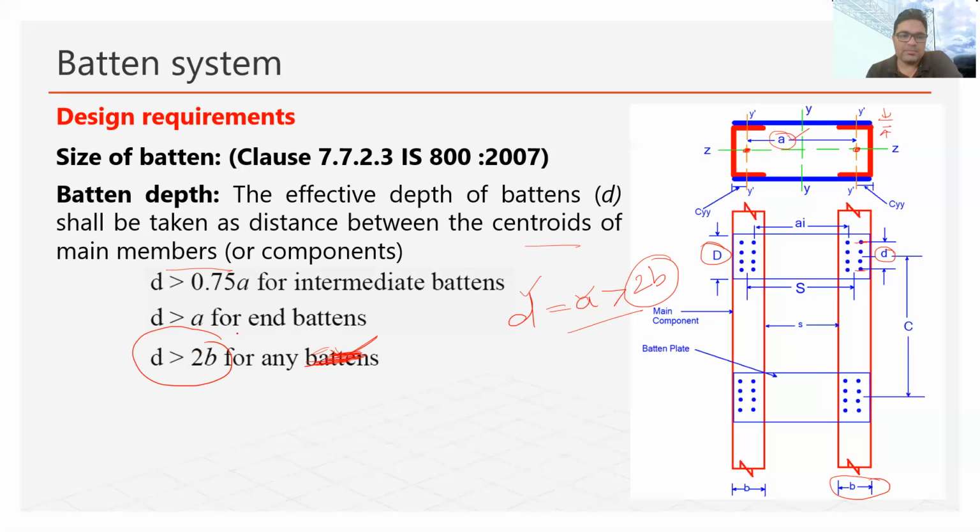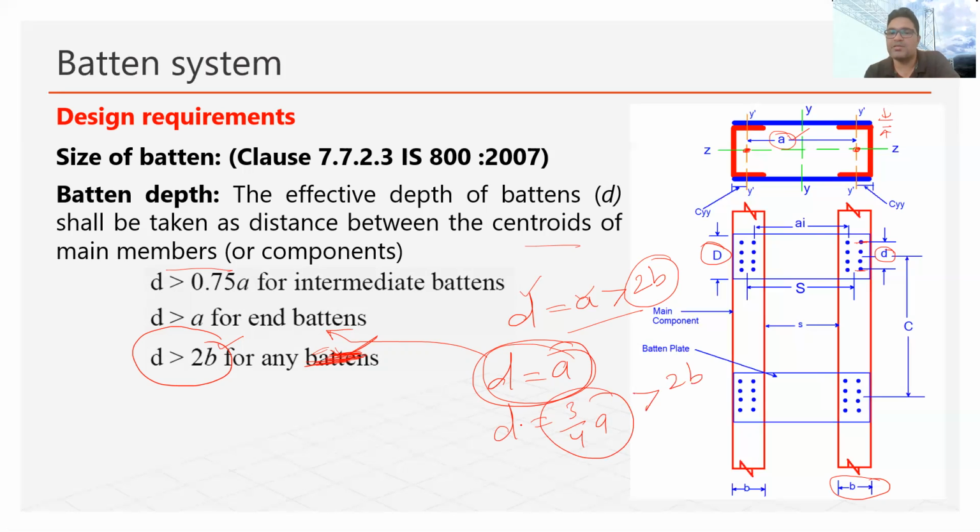Now this is the condition that we will check for all the end battens and the intermediate battens. As I said, D will be equal to a. This condition will be applicable for the end battens. If there are end battens, then D will be equivalent to a. And for intermediate battens, D will be equal to 3/4 of a. But at the same time, this value should also be more than 2 times B. And that is what it is saying in the third point.